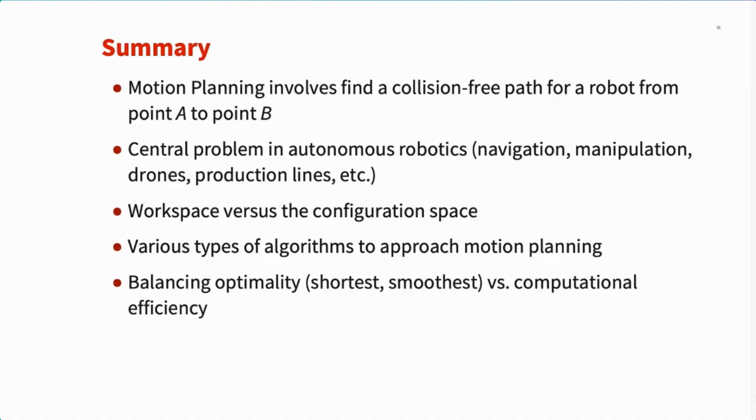Some of the main concepts to take into account when approaching the motion planning problem are the workspace versus the configuration space. And as we have seen, there are various types of algorithms to approach motion planning. And lastly, one of the biggest issues is balancing optimality, whether we want the shortest or the smoothest path for the robot to use, versus computational efficiency.